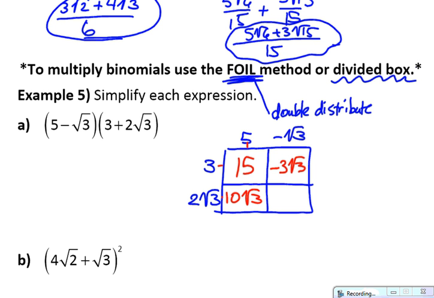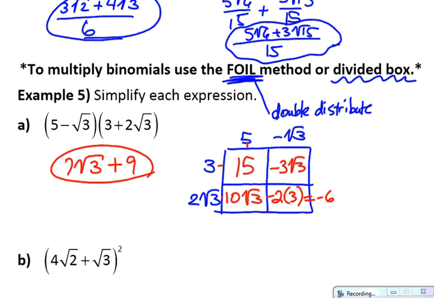And then my last 2 terms here, a positive times a negative is negative 2. And then radical 3 times radical 3 is plain 3. So that's actually going to be a negative 6 right there. So when I add them together, I have 10 minus 3, so that's 7 radical 3. And then I have 15 and a negative 6, so that's going to be a positive 9. All right.